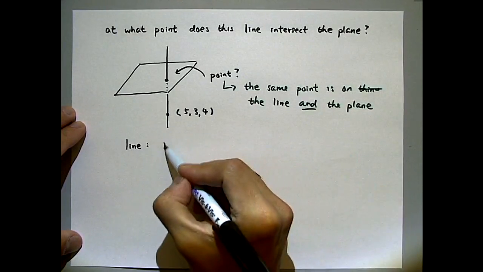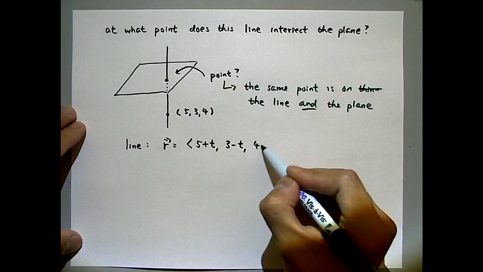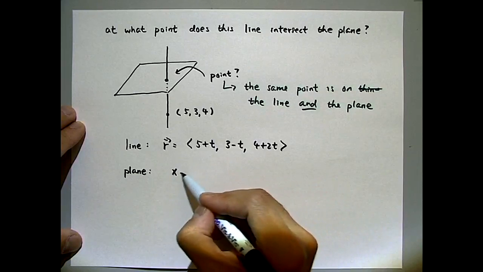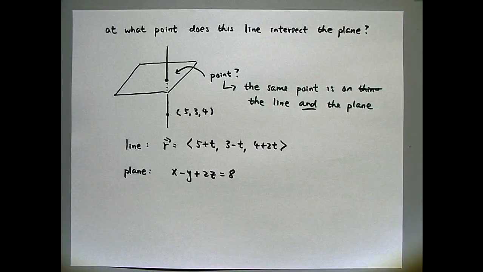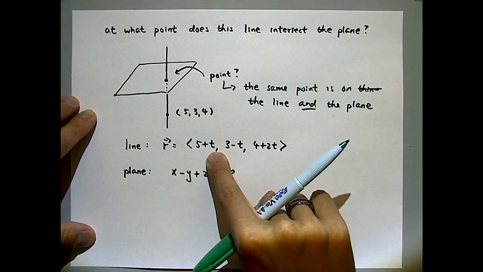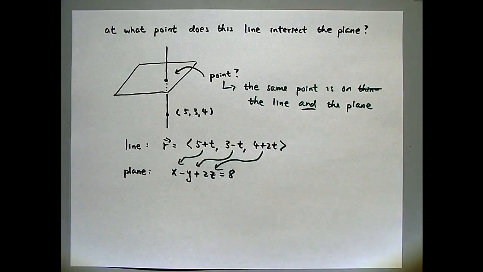So what I can do is look at the equation of the line we just found, and look at the equation of the plane we were given. If they contain the same point at the intersection, that means on this plane right here, x is equivalent to 5 plus t from the line. So I'll take this one, put in there for x, take that, put in there for y, and take 4 plus 2t and put that in for z. That's going to allow us to find the value of t for that point. Once we have t, we can use the line to find the coordinate of the point. Okay, so let's do that.